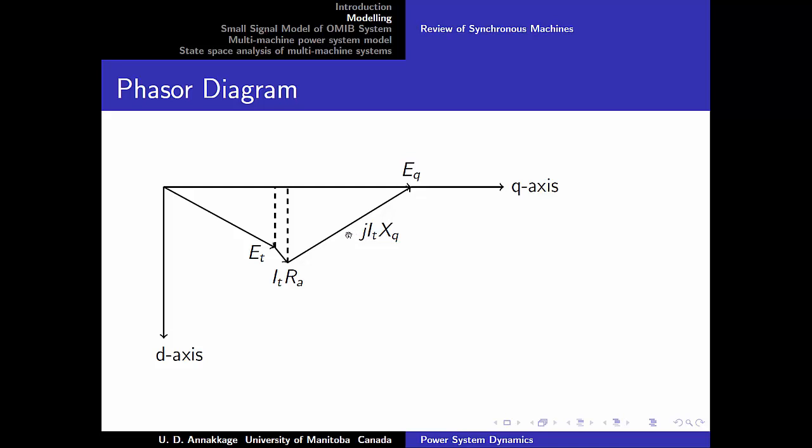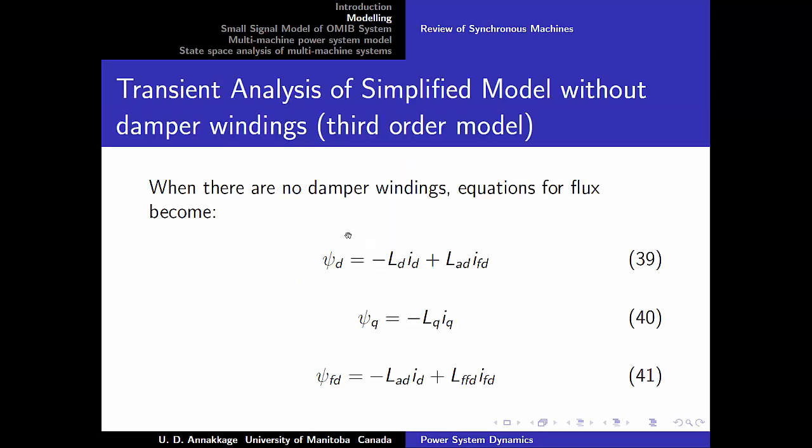Let's now focus our attention on transient analysis of a simplified model. Now we are going to look at what's known as the third order model. This model has three differential equations. Two of these equations come from rotor dynamics. I will come to that later. The third differential equation is for the flux in the field winding. This third order model is commonly known as the Eddy-Phillips model. We ignore the damper windings.